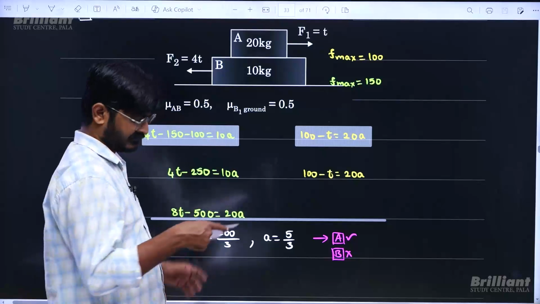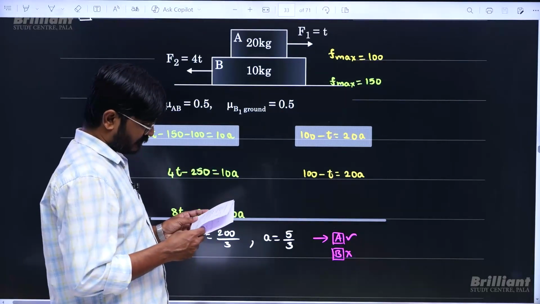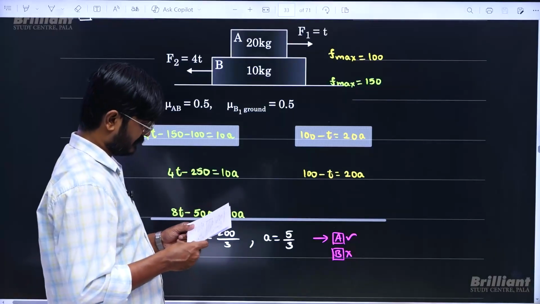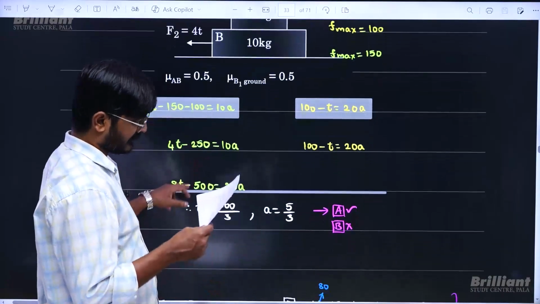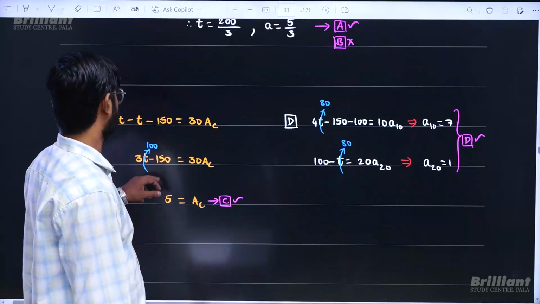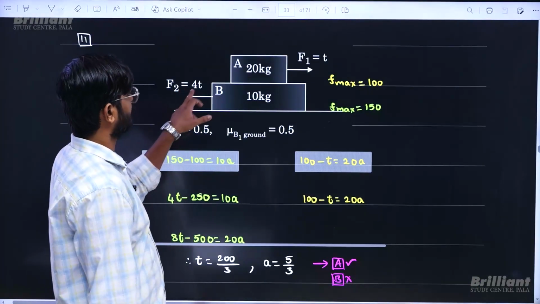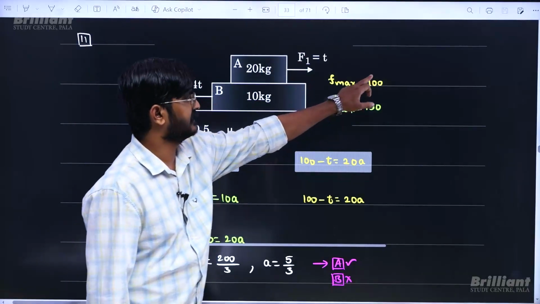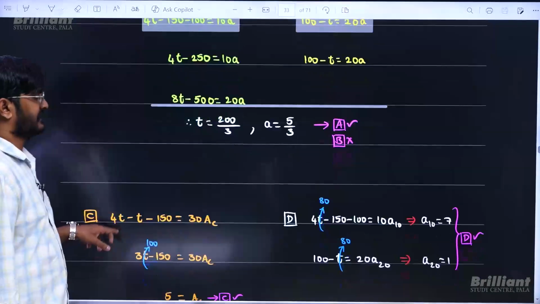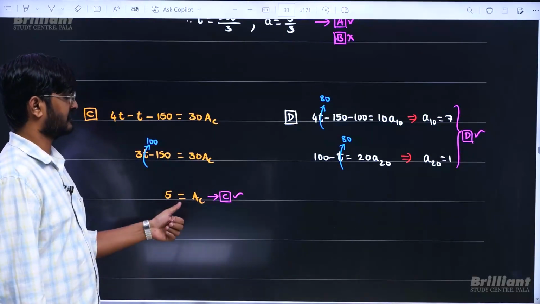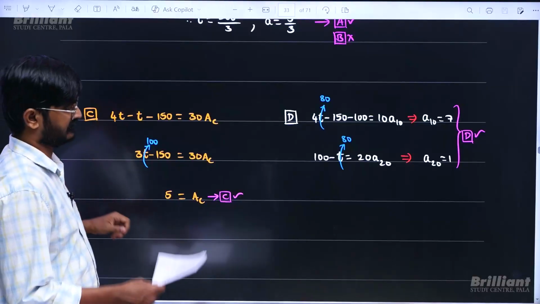Now for the rest of the two options, time is more than 200 by 3, meaning they were moving separately. Even if they are moving separately, if you want to find the acceleration of the center of mass, use the net external force on the system. The net external force on the system is 40 minus T minus 150. This is an internal force. Net external force on the system equals total mass times acceleration of center of mass. You will get the acceleration of center of mass as 5. In fact, the direction is this way.